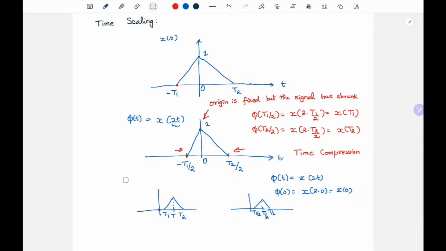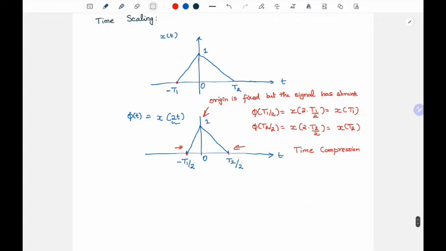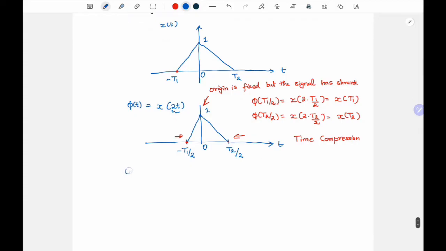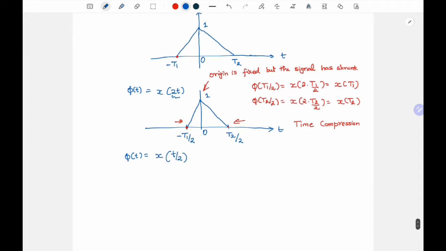This is just for your understanding. So what is the other case? If phi of t is equal to x of t by 2, then what will happen? Now it is just like an expansion in time, so it will slow down.